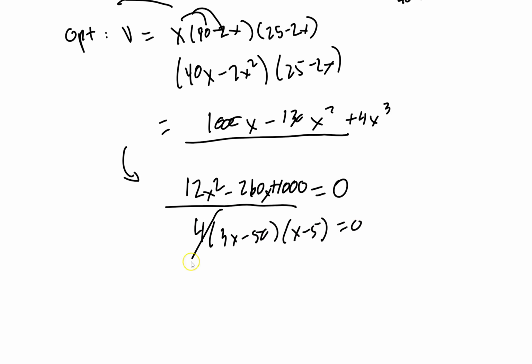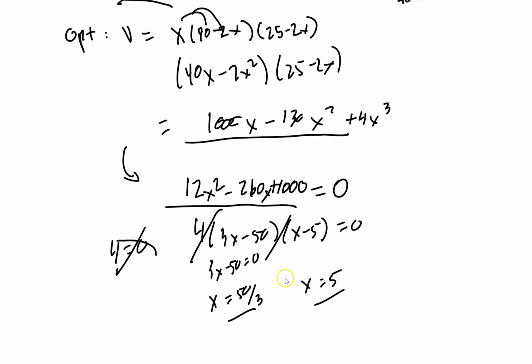And I split it. Remember, 4 equals 0 does not happen, so you don't get a critical point from that. Stop messing around. This set equal to 0. Add 50 divided by 3, so x is going to be 50 over 3. And x equals 5. This is why I want to show you this one, because now you have 2 critical points. It's 50 over 3 and 5.